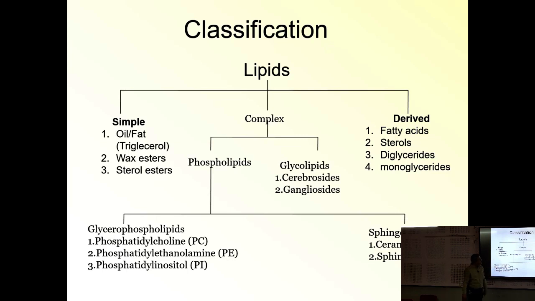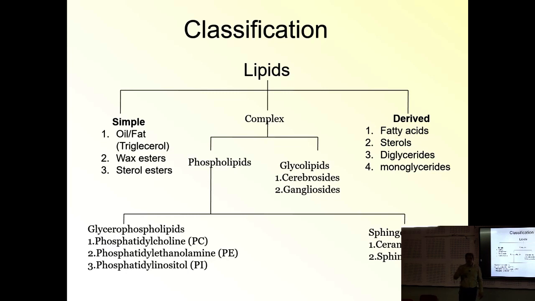Similarly, among these complex lipids, glycerophospholipid we have completed. Now sphingolipid, there are two things, sphingomyelin and ceramides. We are dealing with lipid classification, remember this. Glycolipid, glyco and lipid, two moieties: a sugar moiety is attached with the lipid, cerebroside and ganglioside.